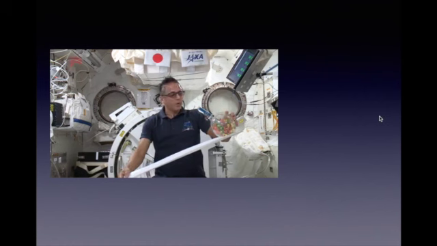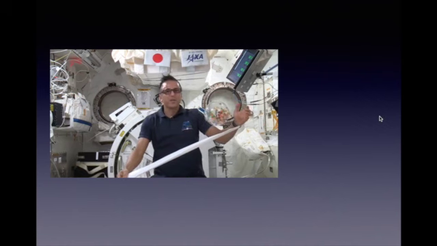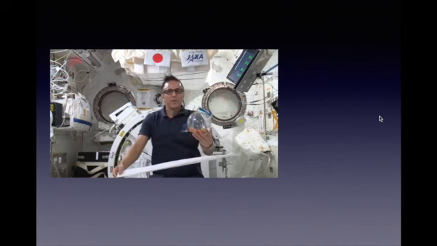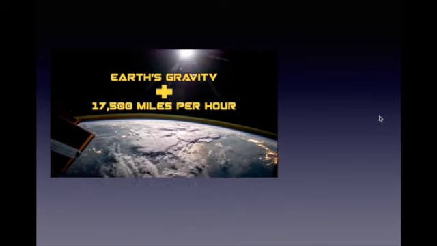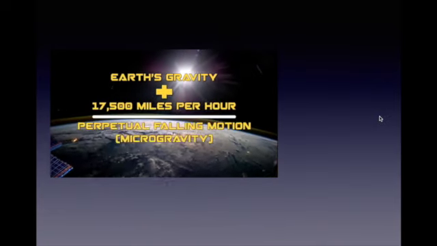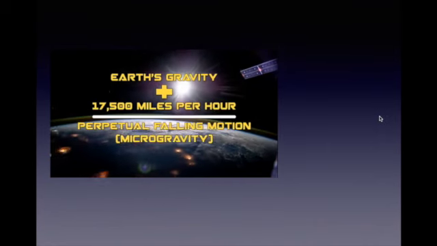So, it doesn't mean we don't have potential energy. It just means we're not converting it at this time to kinetic energy. And why is that? Gravity is pulling us down, but we're moving super fast, and so we're bending around the Earth in this perpetual falling motion.